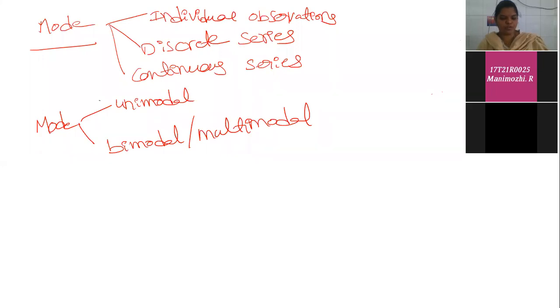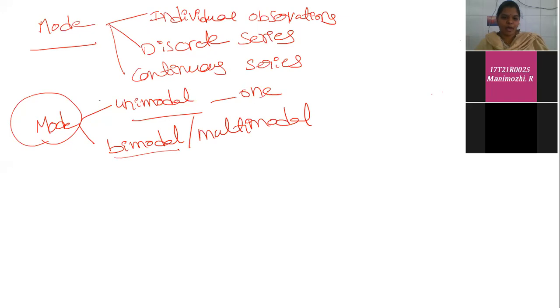Good morning, all of you. The next one is mode. Generally, mode has two types: unimodal, or bimodal, also called multimodal. So what do you mean by unimodal? That means it has only one mode. The data or the series has only one mode. That is called a unimodal value.